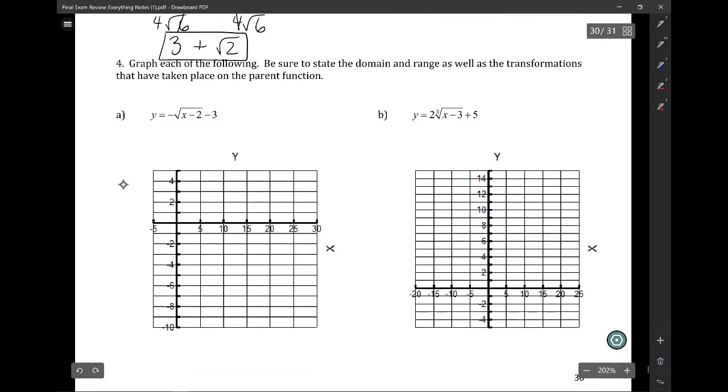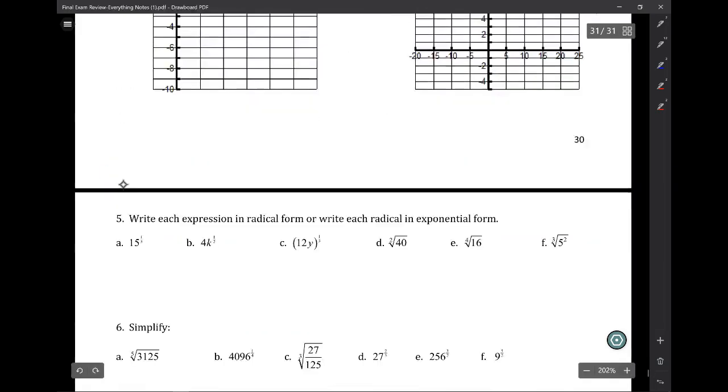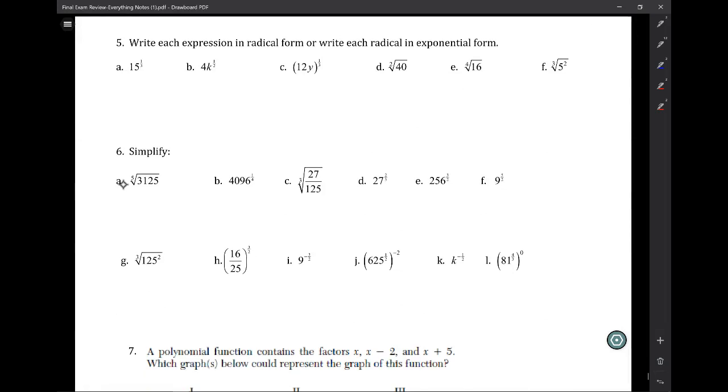I'm going to skip A and B because we graphed square roots and cube roots just the other day. And then the last thing I need to talk about is power over root. So when you have something raised to a fractional exponent, I always think power over root. So if I have 15 to the 1/3, 1 is your power, and the 3 is your root. So if I want to rewrite 15 as a radical, it would be 15 to the first power, and then I take the cube root of it.